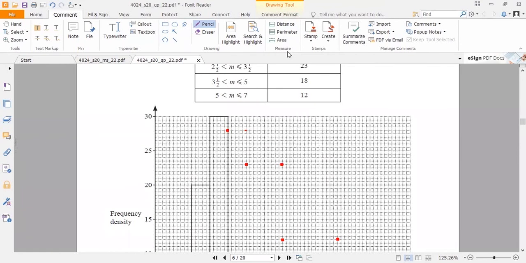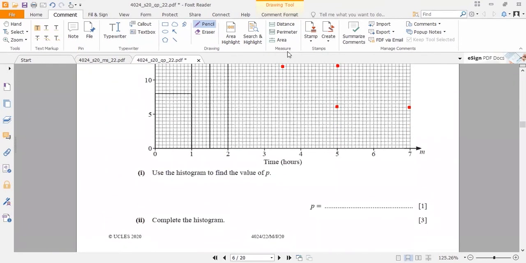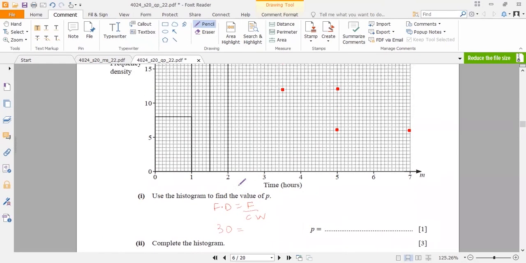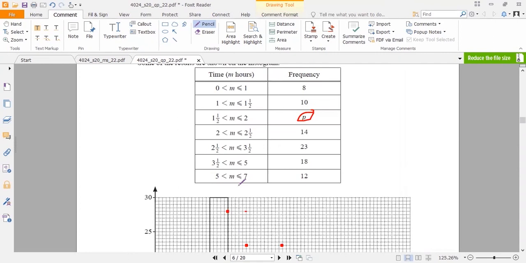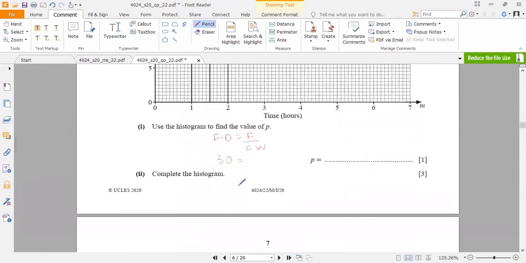That is 30. Now we know the formula: frequency density is equal to frequency upon class width. Here we have the frequency density, 30, from the histogram, the frequency is indicated by the symbol P, and the class width is 2 minus 1.5, which is 0.5. So P divided by 0.5 equals 30, and the value of P is 30 multiplied by 0.5, which equals 15.